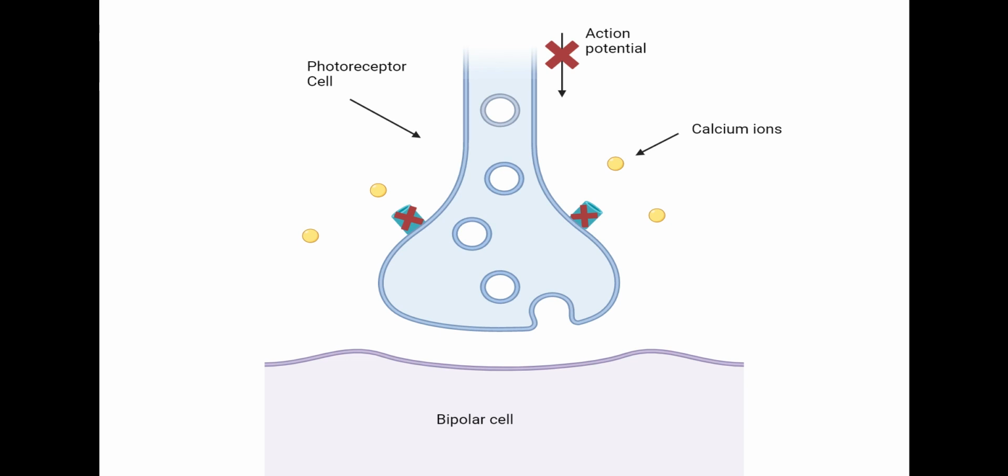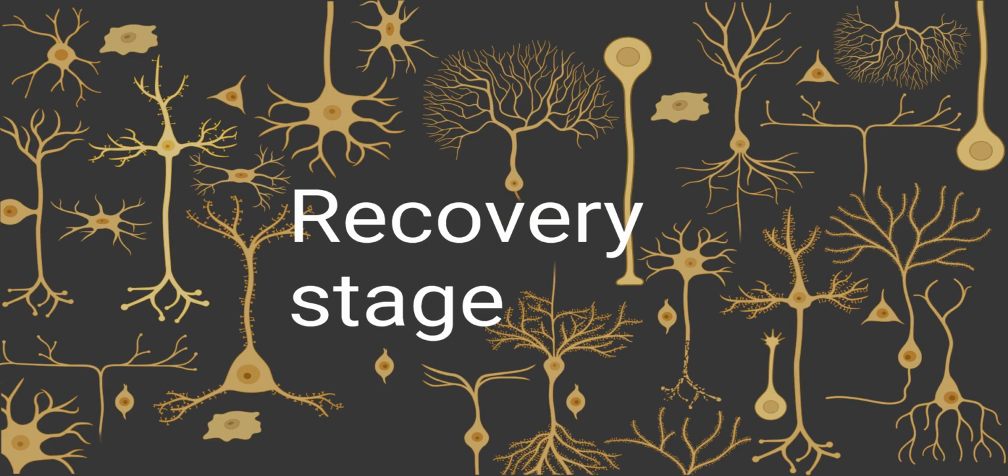Once the cell hyperpolarizes, voltage-gated calcium channels close, causing glutamate to stop being released onto the bipolar cell. This will then cause a different signal to be sent based on if it's an on or off center cell.